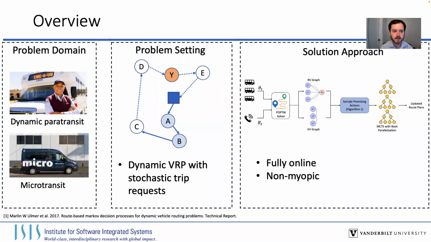We are primarily concerned with two domains, dynamic paratransit and microtransit. We formulate these problems as a dynamic VRP with stochastic trip requests. And we present our solution, which is a fully online, non-myopic approach to this problem.